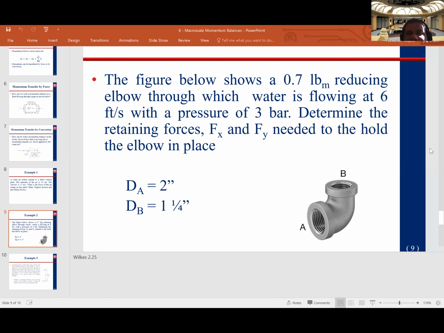So this figure shows a 0.7 pound mass reducing elbow through which water is flowing in at 6 feet per second with a pressure of 3 bar, assuming the 3 bars happening on both the inlet and outlet. Determine the retaining forces Fx and Fy needed to hold the elbow in place. Why is it called a reducing elbow? Because the diameter at the inlet, or A, is 2 inches, and the diameter at the outlet of B is 1 1/4 inches. So it's reducing the flow area.